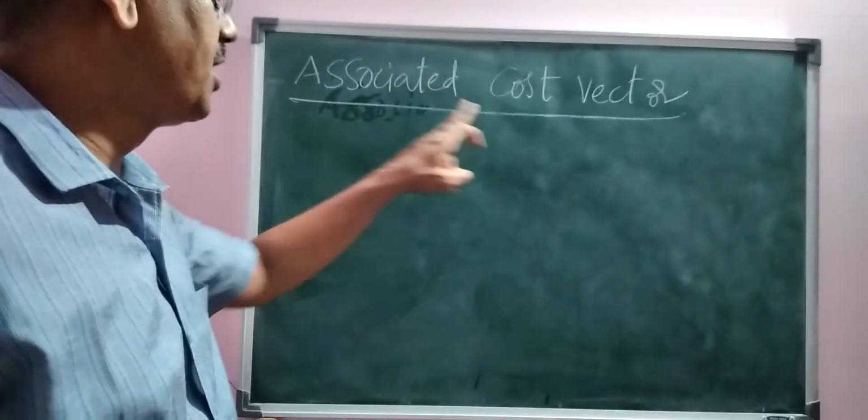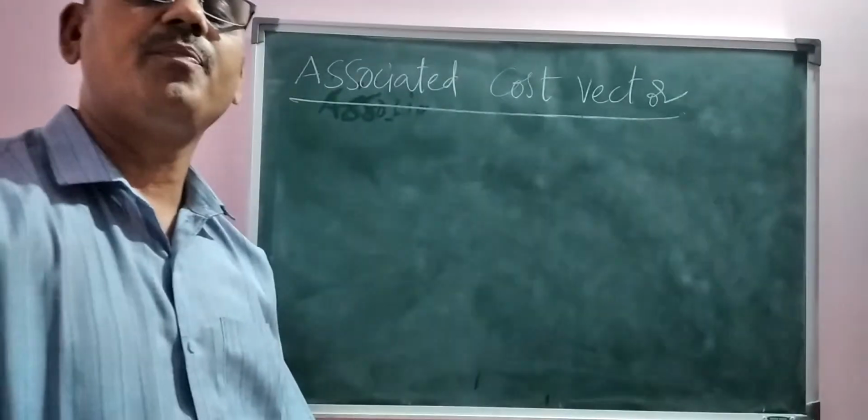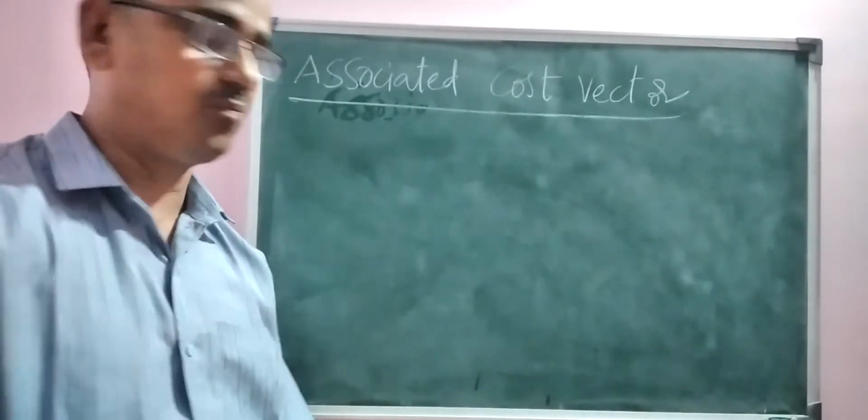In this lesson, we discuss associated cost vector. It is one of the definitions. What is meant by associated cost vector? For this, I consider the matrix form of the linear programming problem.